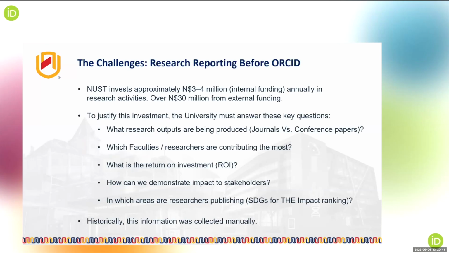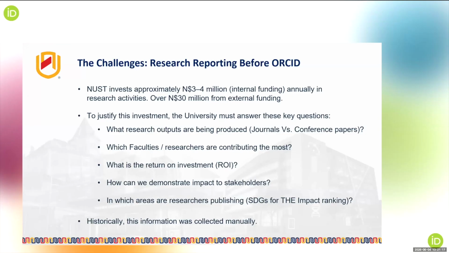Right. So basically, NAST invests approximately 3 to 4 million Namibian dollars internally, which is coming from internal funding annually, and over 30 million Namibian dollars coming from external funding. That will be international funding, things like EU and other partners who are actually funding NAST. So about 3 to 4 million Namibian dollars. That's about, I don't know how much that is converted to US dollars, not really sure.